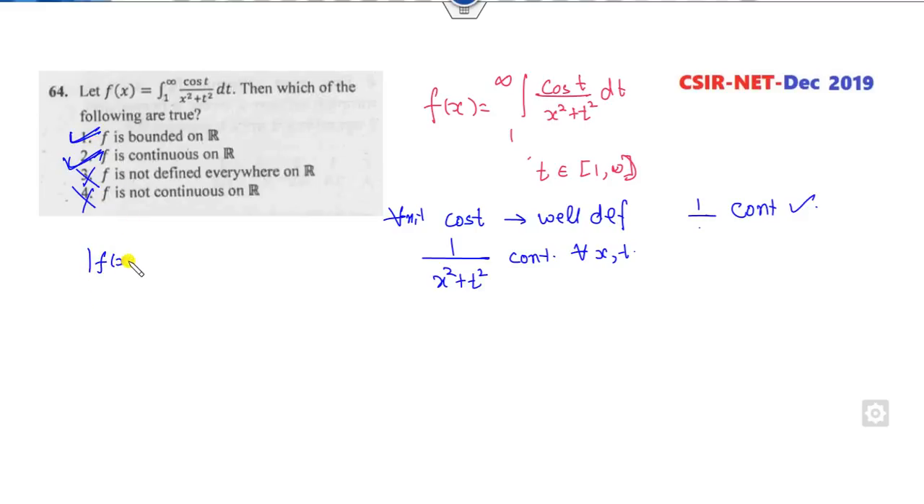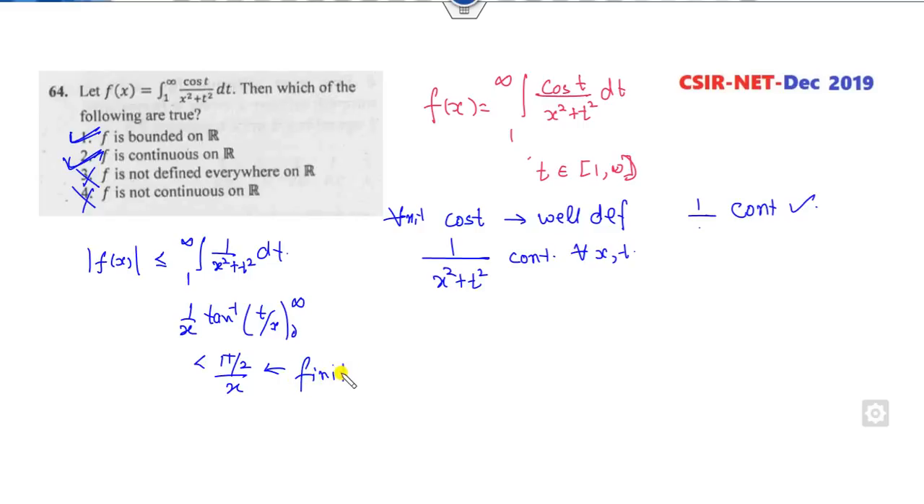Otherwise, we can start from here. This will be less than or equal to the integral from 0 to here. I can write this because cos of t is less than 1. So it is tan inverse of here. So at infinity it will be pi by 2, which is a finite number. Fine. So f(x) is less than something finite, so it is bounded, but we already proved that it's continuous, which implies it is bounded. So A and B are the correct options.